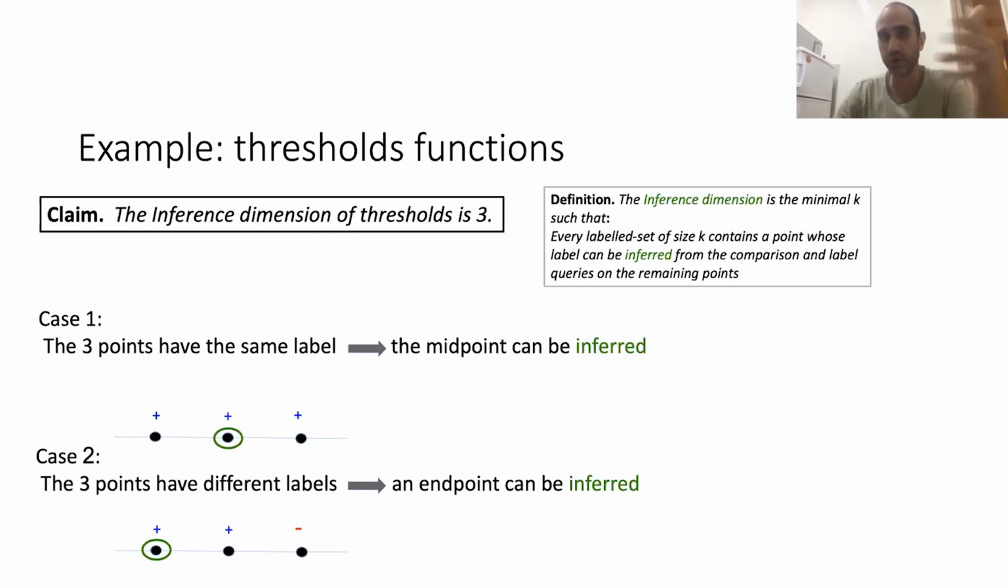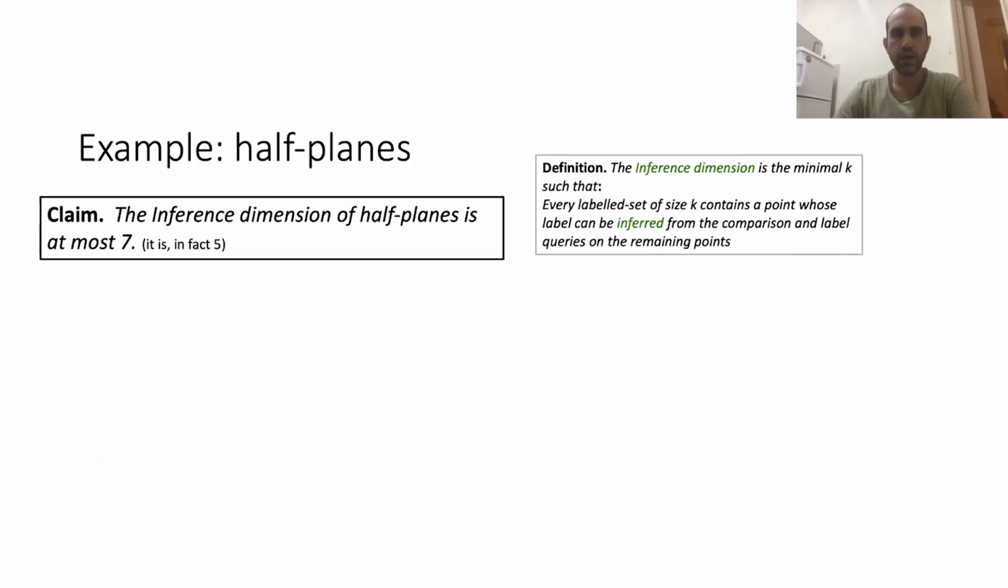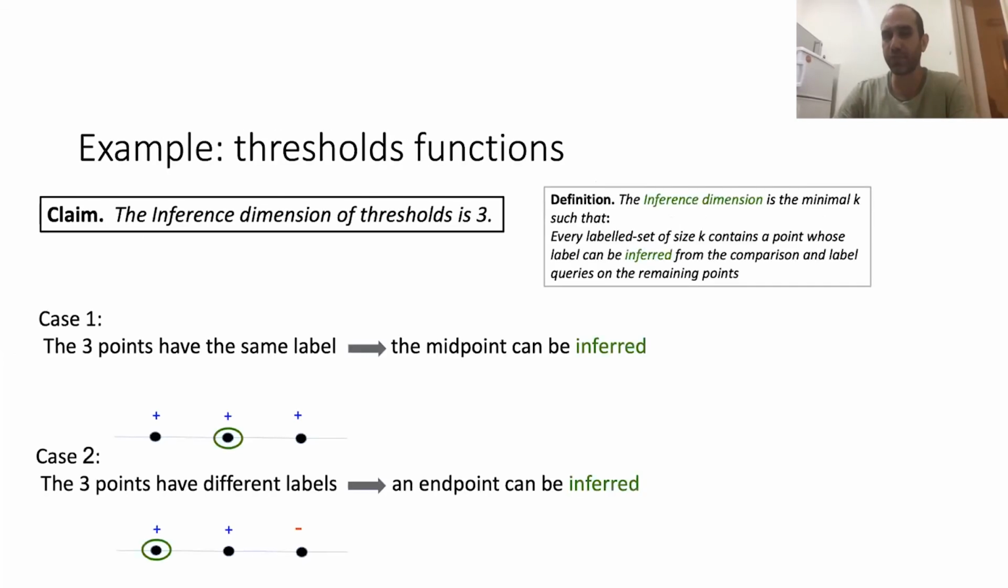So I just argued why in every labeled set of size 3 on the real line, there is 1 point that can be inferred, assuming the labeling function is a threshold, which has at most 1 sign change. Of course, I need to also prove a lower bound, but this is not so exciting. And notice that here, by the way, we only use label queries to argue that the inference dimension is 3. We did not use any comparison queries. And this is related to the fact that on the real line, only label queries are enough.